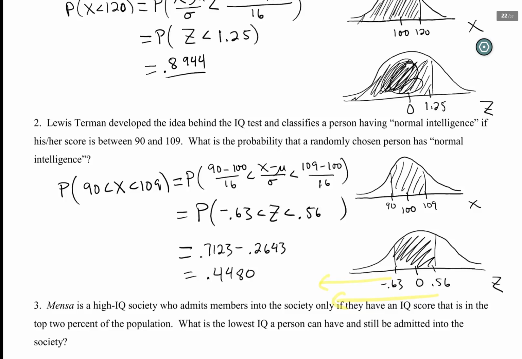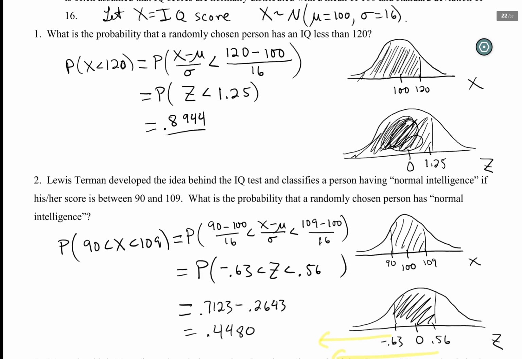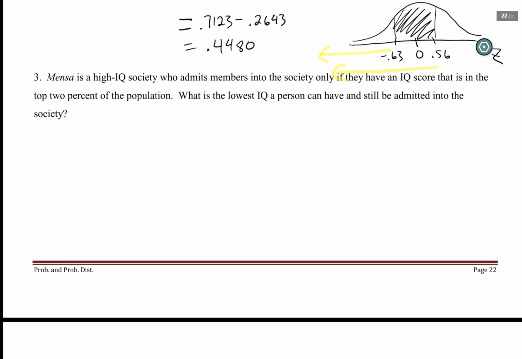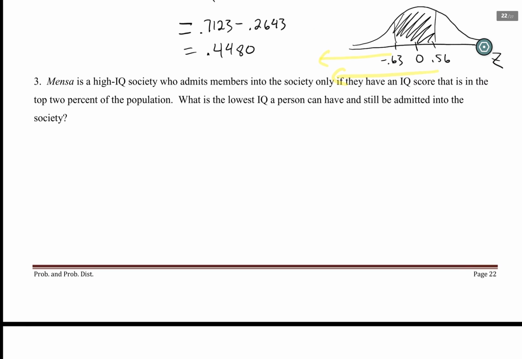So in 1 and 2, we applied the normal distribution to find an area under the curve. Number 3 is slightly different. You may want to hit the pause button, read this, attempt it on your own, then come watch the video. Mensa is a high IQ society that admits members if they have an IQ in the top 2%. The question here is, what is the lowest IQ a person can have and still be in that society? I'm going to draw a picture to help me out with this.